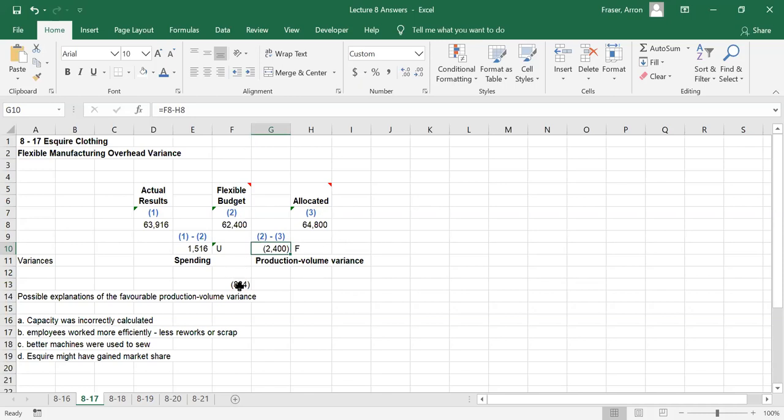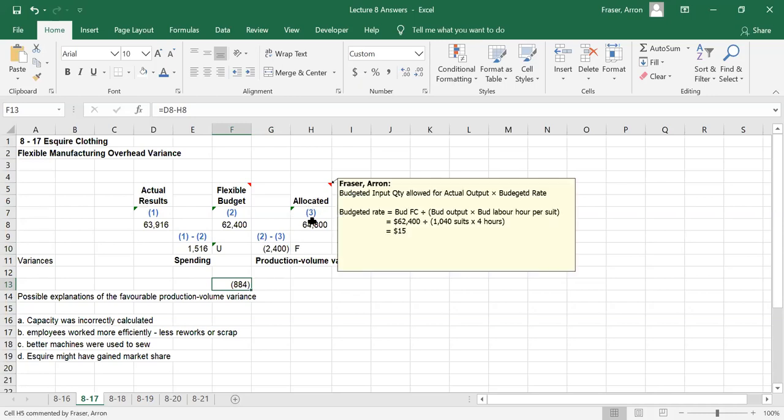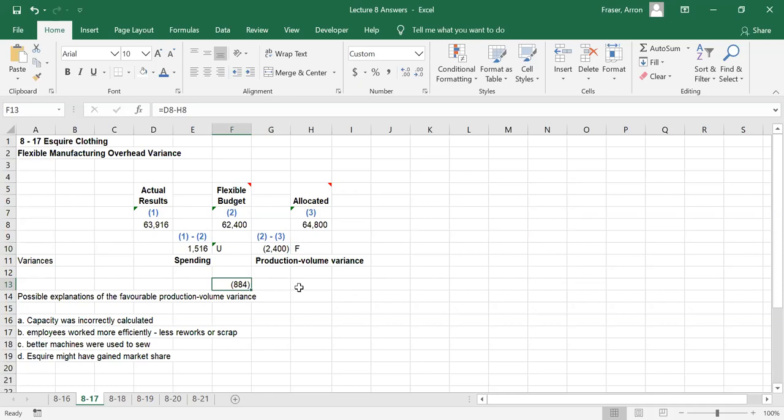When we go to the, I think this is one that I added, the overall variance, which is the actual results minus the allocated amount. And that will tell you whether you have an over allocation or under allocation. In this case, the actual results is less than what you would have allocated by $884. So you'll have to go back to your accounts now and reduce costs, because you would have recognized more in your accounts.